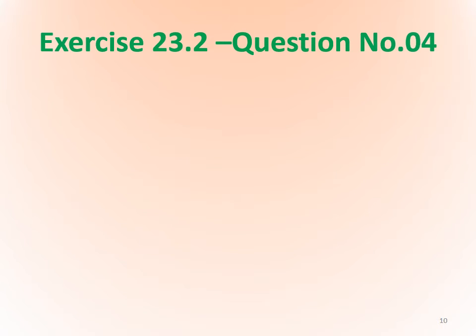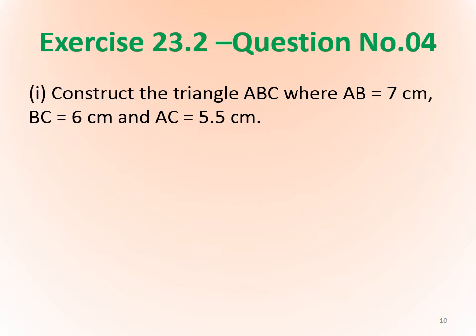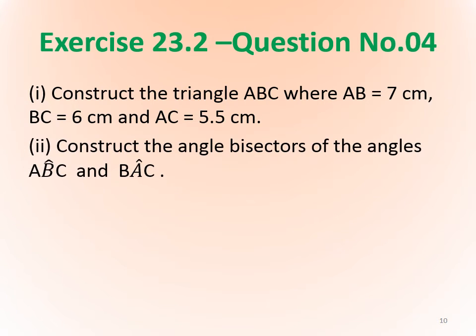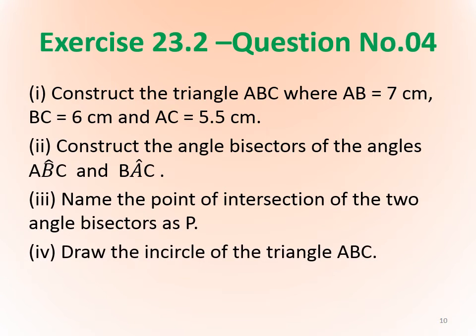Exercise 23.2, question number 4. First one, construct the triangle ABC where AB equals 7 cm, BC equals 6 cm and AC equals 5.5 cm. Second one, construct the angle bisectors of the angles ABC and BAC. Third one, name the point of intersection of the two angle bisectors as P. Fourth one, draw the incircle of the triangle ABC.